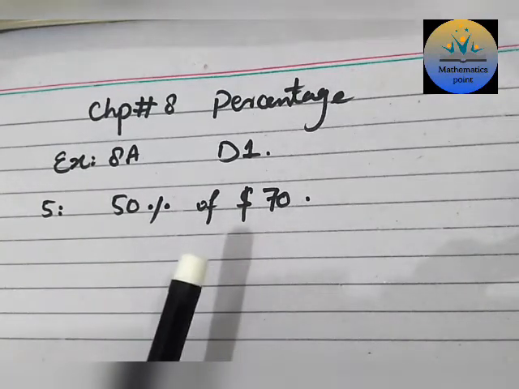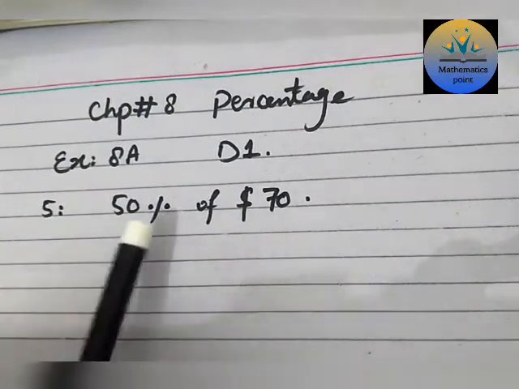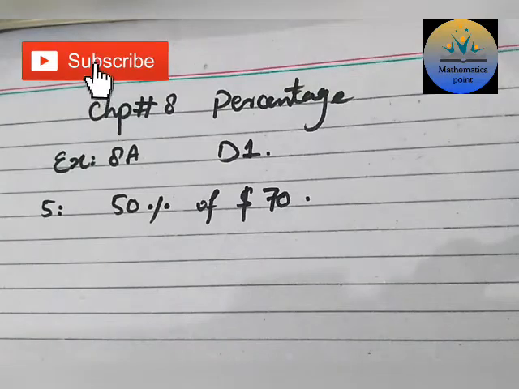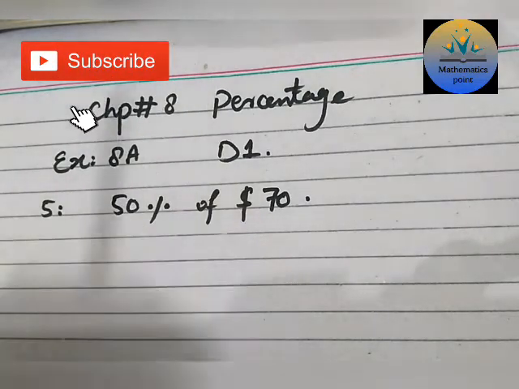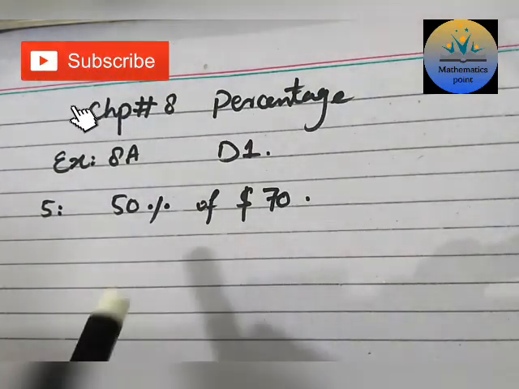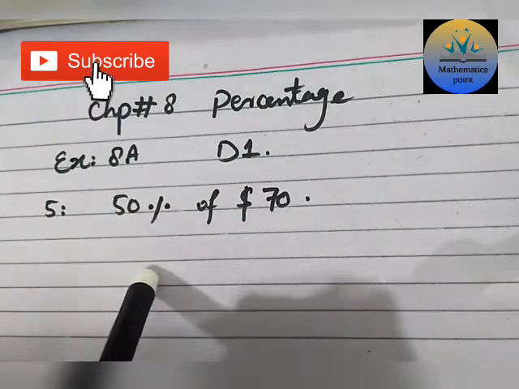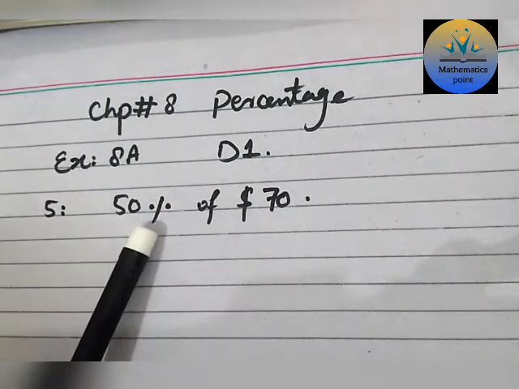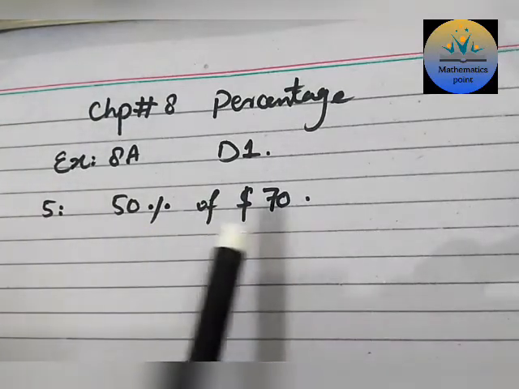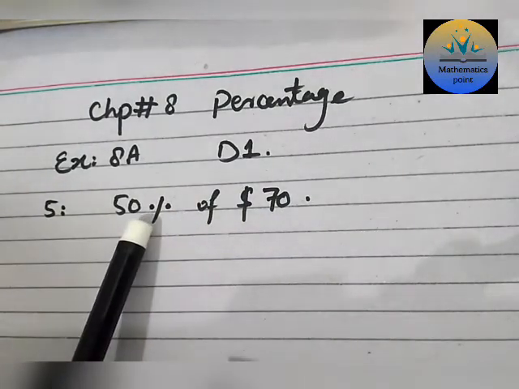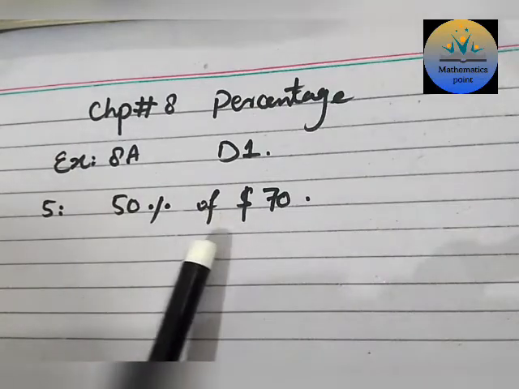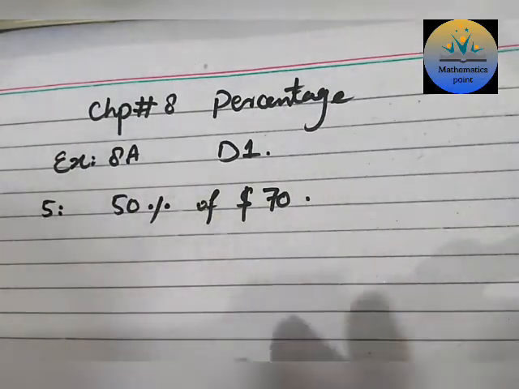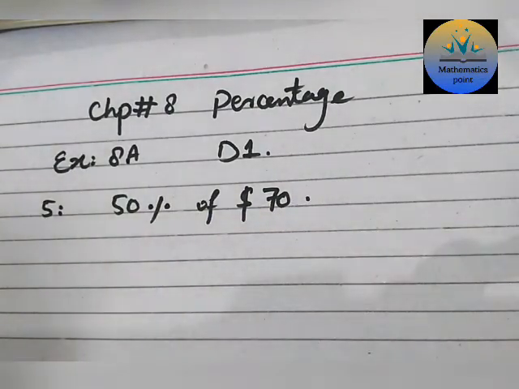The questions from 1 to 4 and all the practices of this chapter have already been done, and the videos have been uploaded. Now today we will do question 5. So it is very simple: whenever we want to find the percentage of any quantity, what we need to do is, "of" means multiply. 50% of $70.